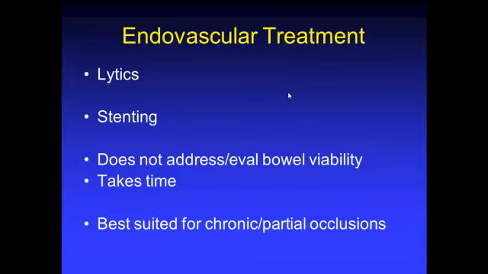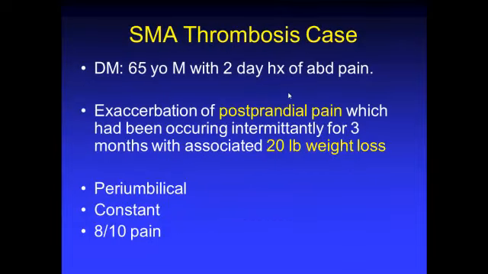Certainly this is best suited for chronic or partial occlusions. Complete occlusions obviously are hard to get a wire across. Here's a case that I think worked out well for us. This was a 65-year-old male who presented with a 2-day history of abdominal pain, and this specifically was really an exacerbation of a postprandial pain which had been occurring intermittently for the prior 3 months. He had lost about 20 pounds during this time.